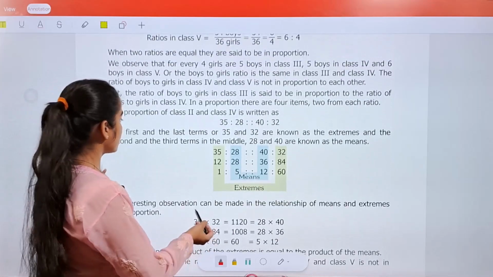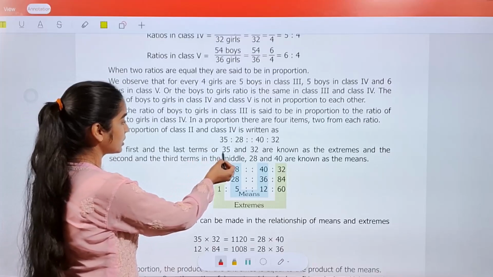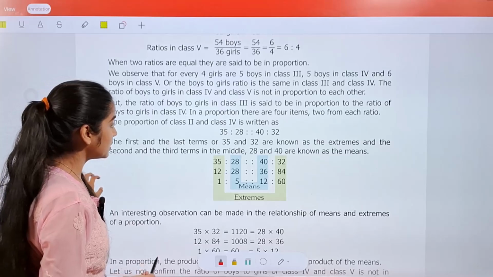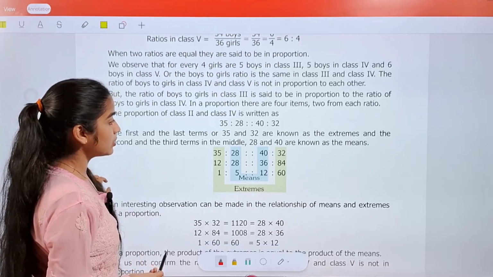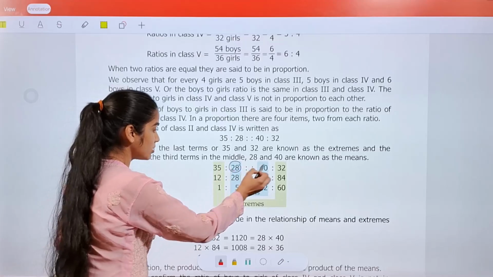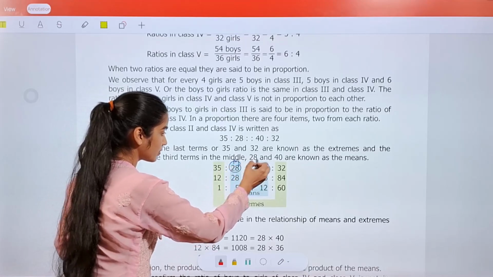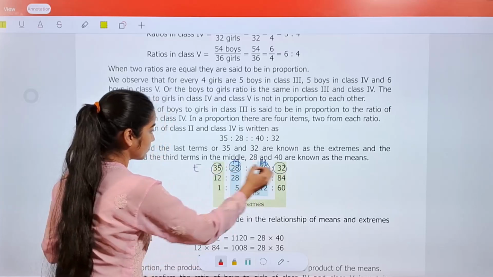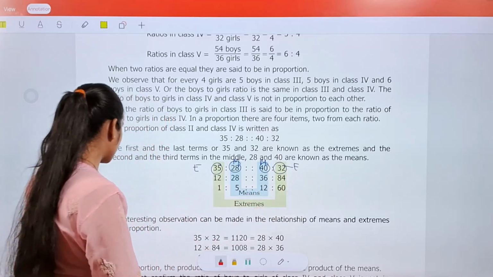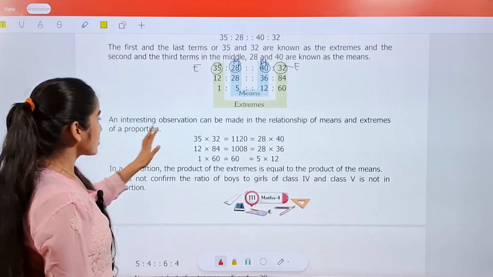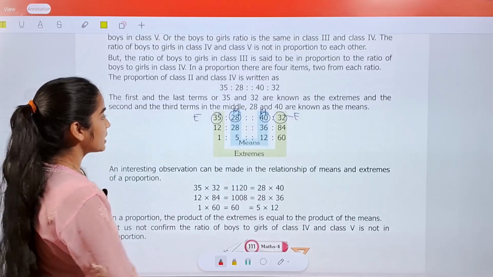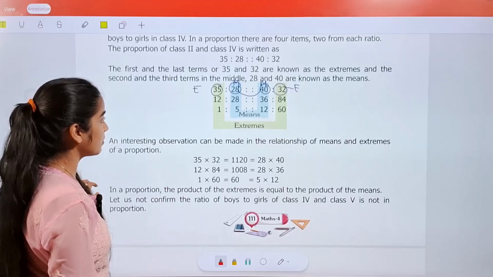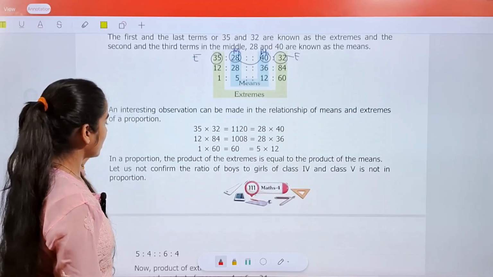So the first and the last terms, 35 and 32, are known as the extremes, and the second and the third terms in the middle, 28 and 40, are known as the means. So these two values are the means, and these two values are called the extremes. Now next, an interesting observation can be made in the relationship. The multiplication of the means is equal to the multiplication of the extremes. Okay, so 28 multiplied by 40, I'll explain in a question.